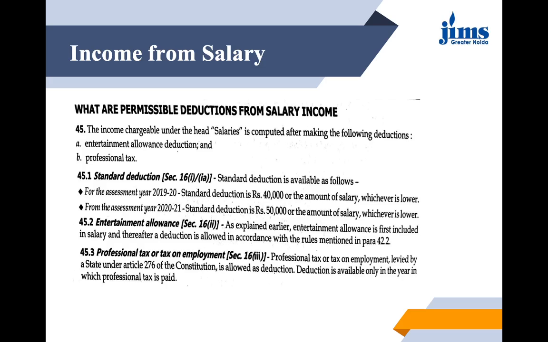As we have already seen in the previous videos, an entertainment allowance is first included in the salary and thereafter it is provided as a deduction in accordance with the rules that we have studied. Then further, professional tax or tax on employment. It is levied by the state under Article 276 of the Constitution and is also allowed as a deduction, and it is available only in the year in which that professional tax is being paid, and all these three are available under section 16.